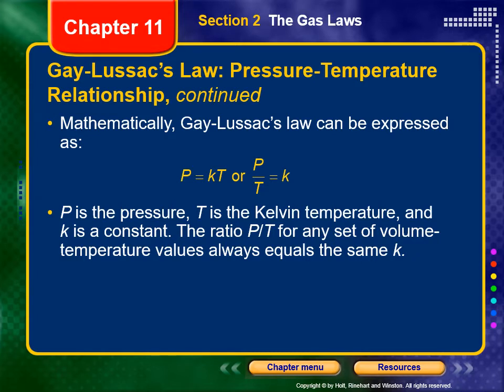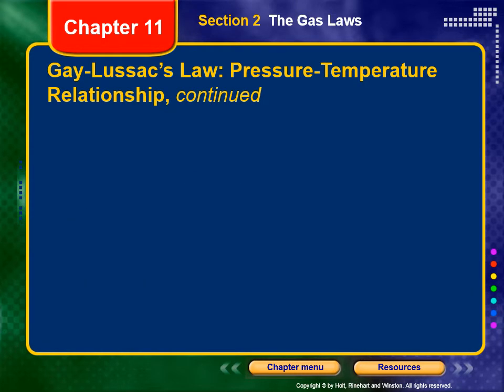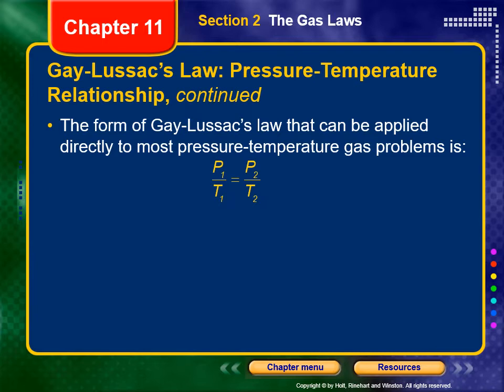Don't forget, P is the pressure, it can be in any units. T has to be in Kelvin. The form that we're really going to be using is P1 divided by T1 is equal to P2 divided by T2. So the initial conditions of pressure divided by temperature will be equal to the final pressure divided by temperature again.